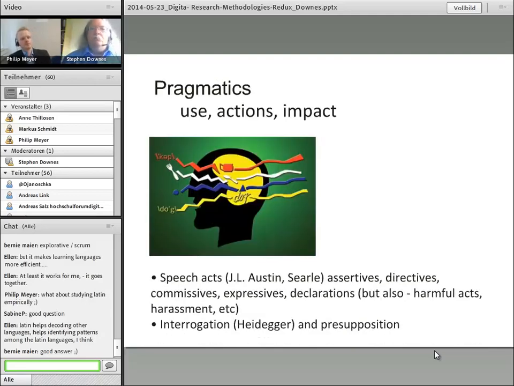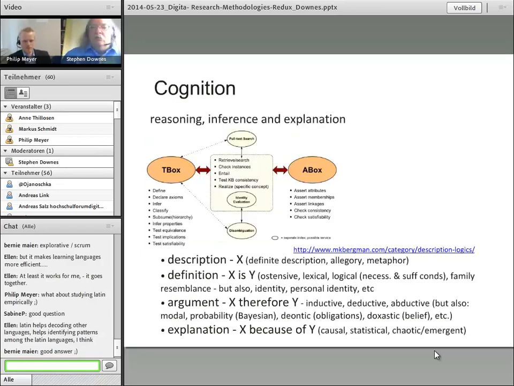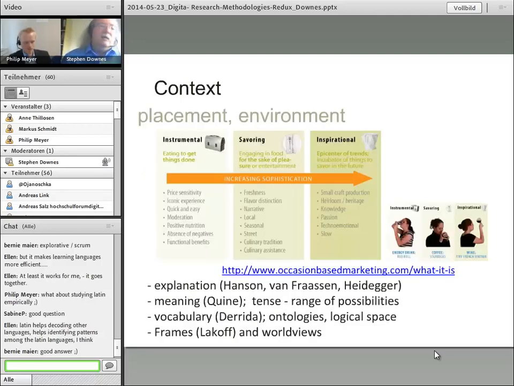Pragmatics, the use of things, the actions, the impacts of things, is another aspect of understanding, and one that very often goes beyond the realm of theory. Cognition, the way what we're looking at thinks, reasons, decides, which may apply to natural and non-natural things. The context: everything is different in different contexts. The normal trappings of theorization and explanation that we think are rock solid are very context dependent.